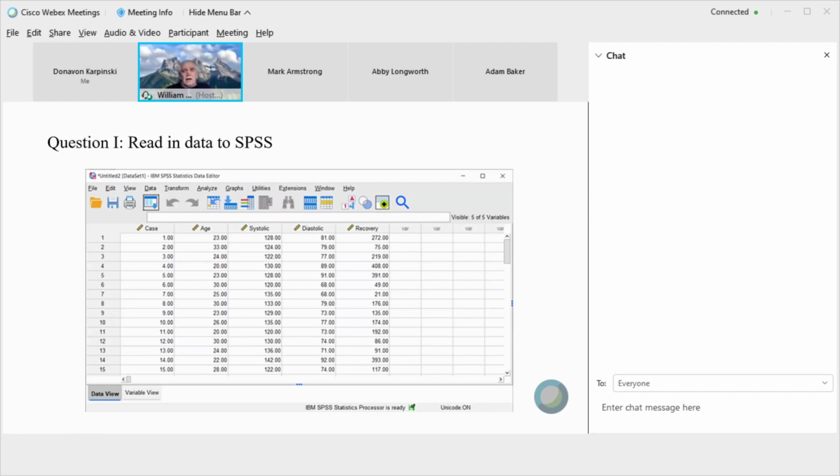This is data on individuals. We have their age, their systolic and diastolic blood pressure, and how long they take to recover from heavy exercise. So obviously, people who are less fit will take a longer time to recover than people who are more fit. We're now wanting to know how the recovery time is related to age, systolic and diastolic blood pressure. What we'll do is use multiple linear regression to do that, where we'll find a model that predicts the recovery time from age, systolic blood pressure, and diastolic blood pressure.